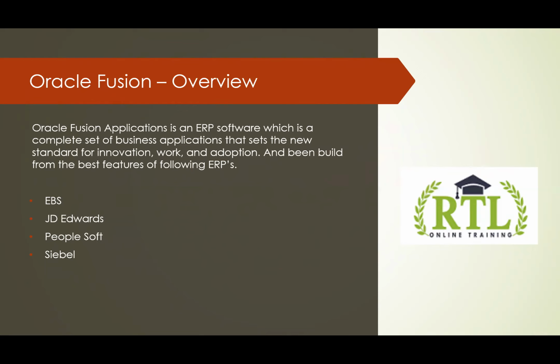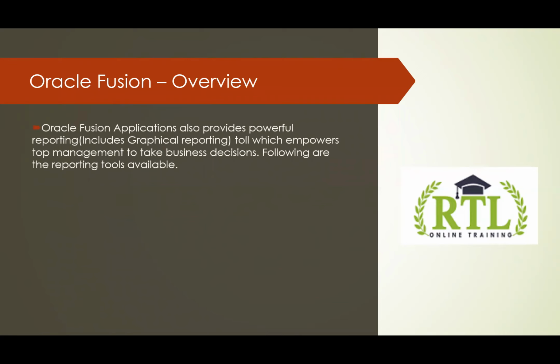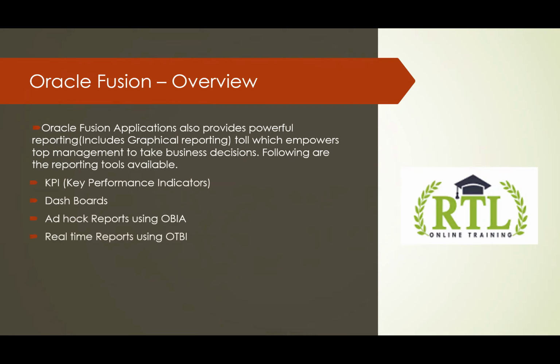Now, if you get into the reporting side of Fusion, the Fusion application also provides a powerful reporting tool which empowers top management to take decisions. Following are the different reporting tools available in Fusion applications, which are inbuilt. There is no need to buy a separate license for the reporting tools, so it is inbuilt in Fusion Cloud. What are the reporting tools? KPIs, key performance indicators, dashboards, ad hoc reports using OBIA, Oracle Business Intelligence Application, real-time reporting using OTBI, Online Transactional Business Intelligence, FR reports, financial reporting reports, and the last one is Hyperion reporting, which is called Smart View. These are the Hyperion tools and BI reporting tools which have been added to Fusion Cloud.